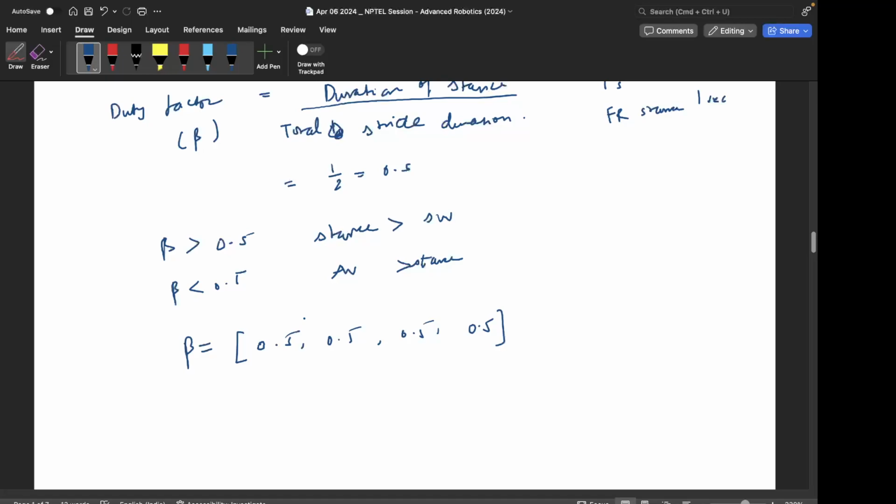Because if you are swinging for longer time, then you can cover longer distance in that stride, right? So that is one way of increasing speed, increasing the air time or swing time of the leg.